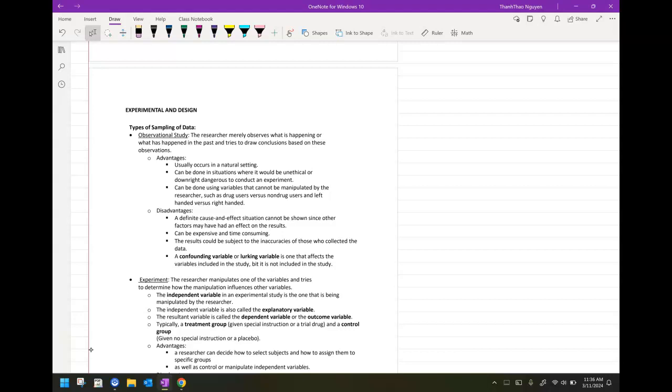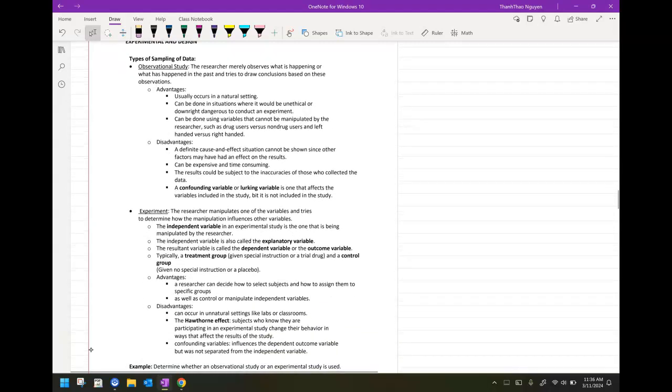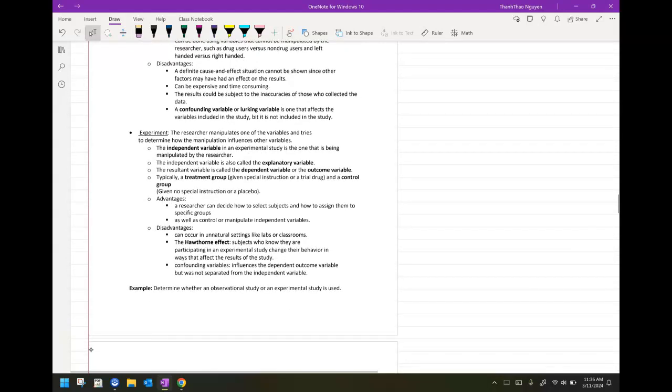It all depends, right? So you have a lurking variable that is not included in the study, but it greatly affects the result. We have different experiments. Okay. Researchers can manipulate one variable and try to determine how the manipulation influences another variable.